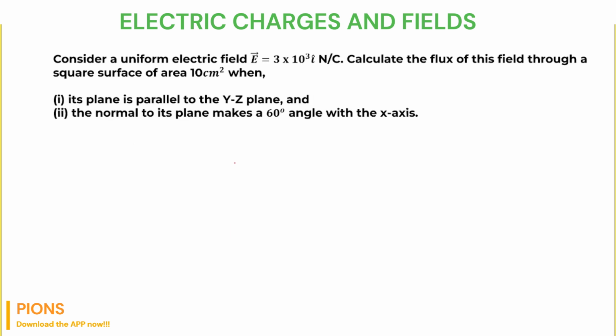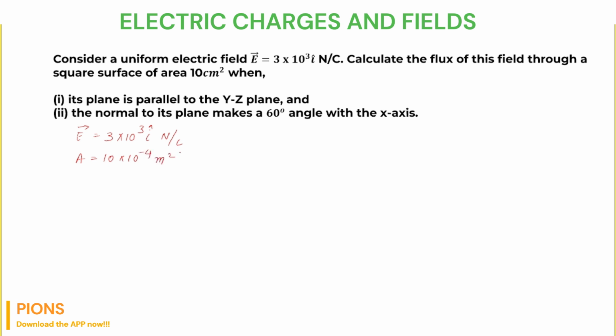Over here it says, consider a uniform electric field. So let me just write here electric field E, that will be equal to how much? 3 into 10 to the power 3 I cap, right? Which means it is along x-axis, Newton per Coulomb. Calculate the flux of this field through a square. Area is directly given. So it is 10 centimeter square. Let me convert it into meter square. 10 into 10 to the power minus 4 meter square, right?